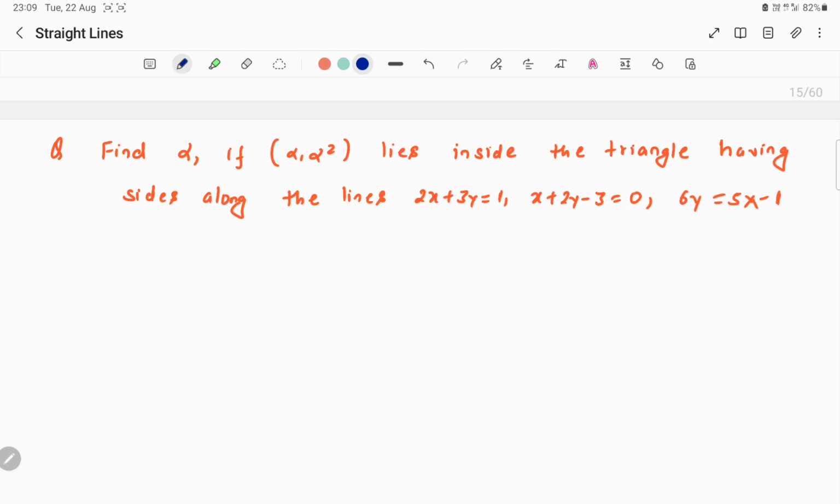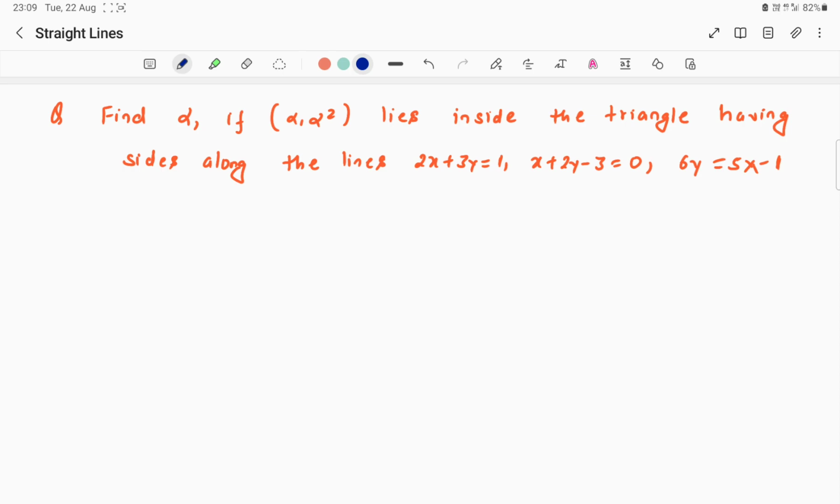What is it? Find alpha if the point (alpha, alpha square) lies inside the triangle having the sides along these lines. So I would say pause the video again and try to think if you can come up with some idea to solve this problem. I'm going straight into the problem.